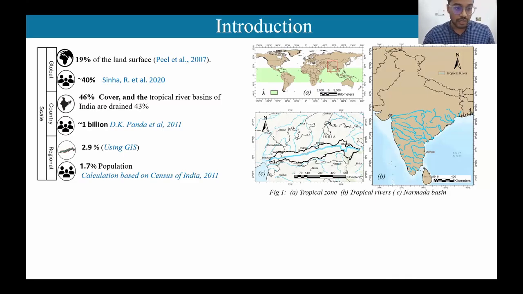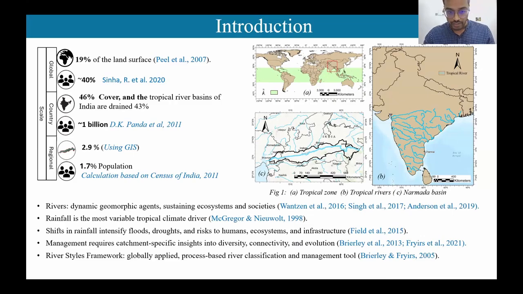Other than this, we all know that the river is a dynamic geomorphic agent which sustains the ecosystem and the society. And tropical rivers are more variable in terms of rainfall. If there is any shift in rainfall, it ultimately causes floods or drought, and it also poses risks to mankind, the ecosystem and the infrastructure. For that, management is required, and that management should be catchment specific, which gives us insights into the diversity, the connectivity, and the evolution of the river.